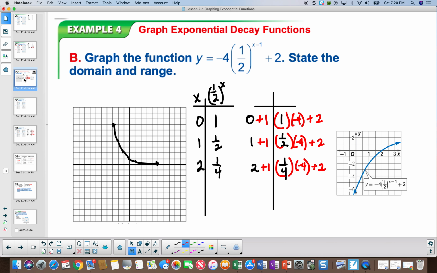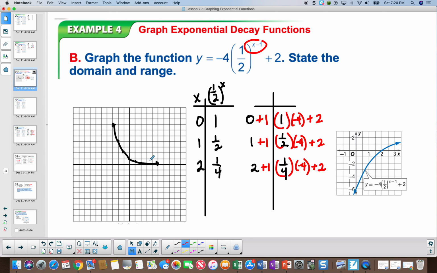Okay, here's a more complex problem. I took my parent function, which is this, and this tells me to add 1 to all my x's. This tells me to multiply by -4, because that's the factor that we're multiplying by, but then this is a vertical shift, so +2. So I'm going to actually plot all these points.